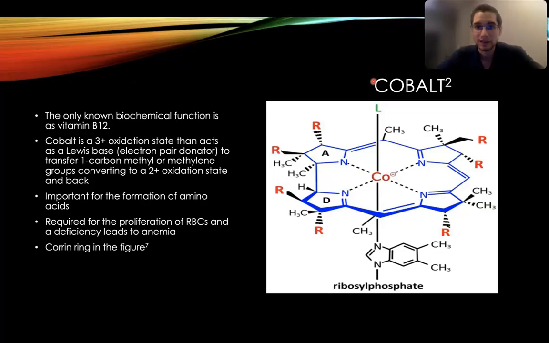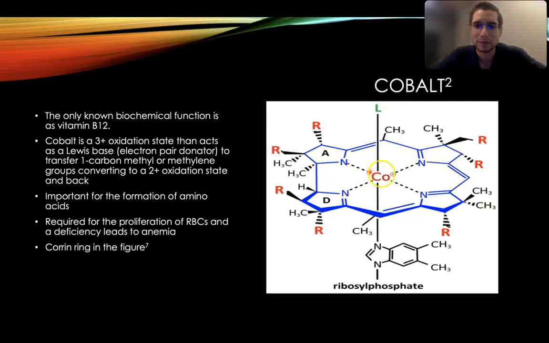A deficiency in cobalt, for example, if you don't have enough, can lead to anemia, lack of red blood cells, and then you lead to more things such as lack of vessels to carry heme, which contains iron, to transport oxygen around the body. This is just not a good thing.